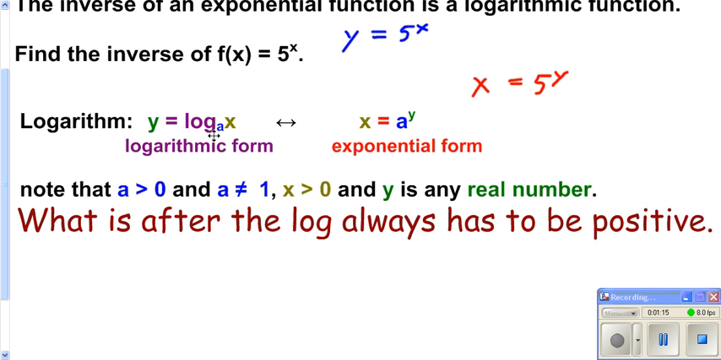It's important to note that the a, the blue a in each case, always has to be positive. Also, the blue a cannot be equal to 1. The x right here has to be positive, where your y can actually be any real number. It basically boils down to whatever is after your logarithm has to be positive. And so whenever we're referring to that, you want to think of your a and your x. They both have to be positive.